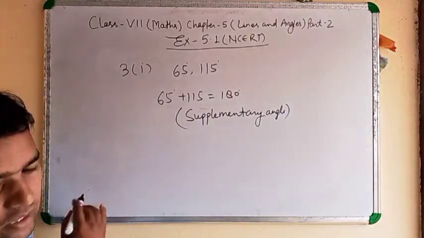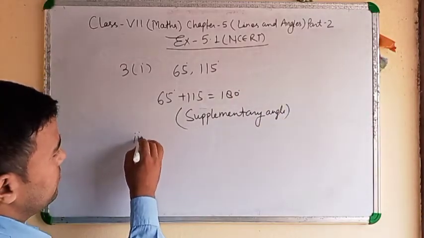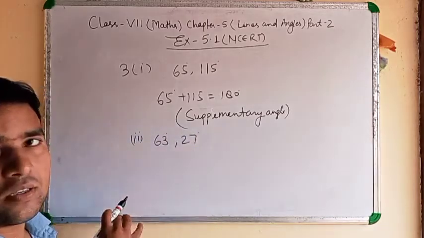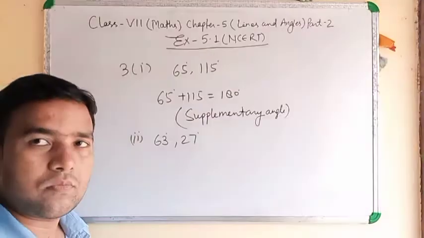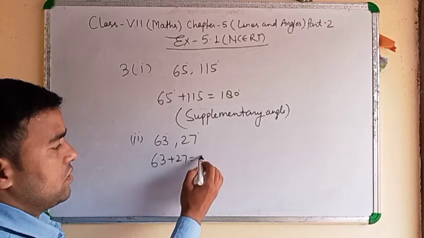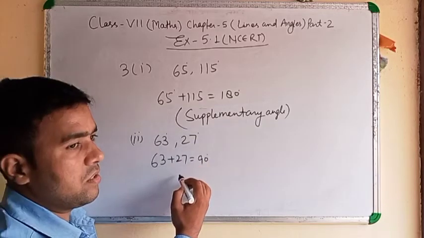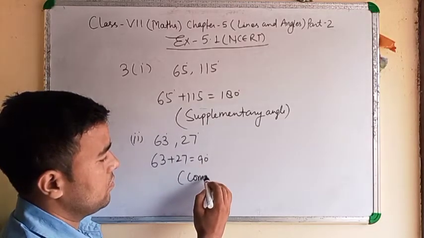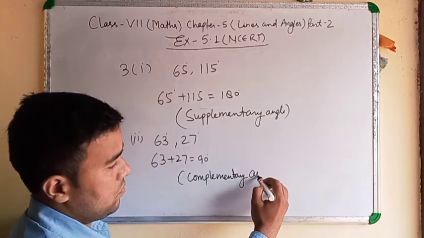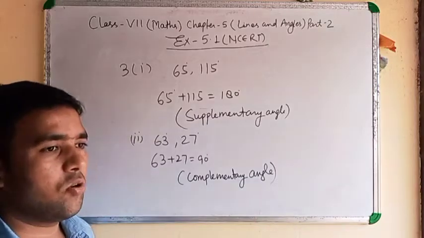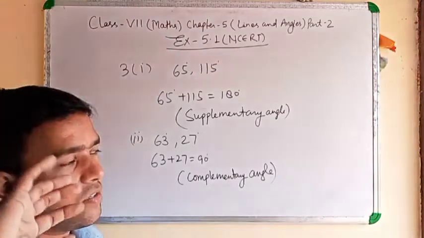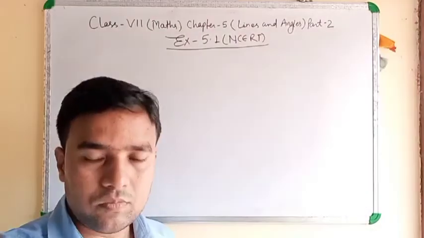Clear? Second one, 63, 27. Clear? Plus, it is 90, hence it is complementary. It is a complementary angle. Note down. The rest of the parts we will do like this.